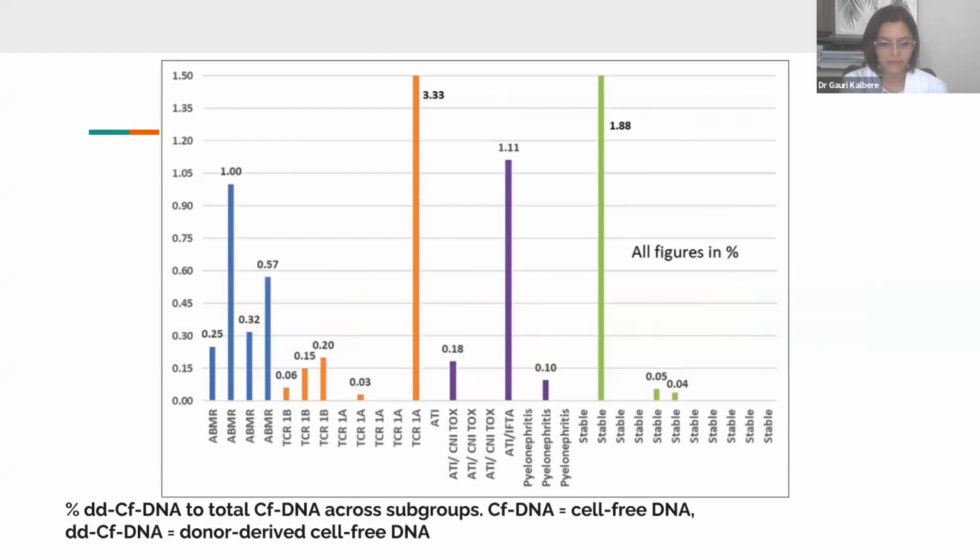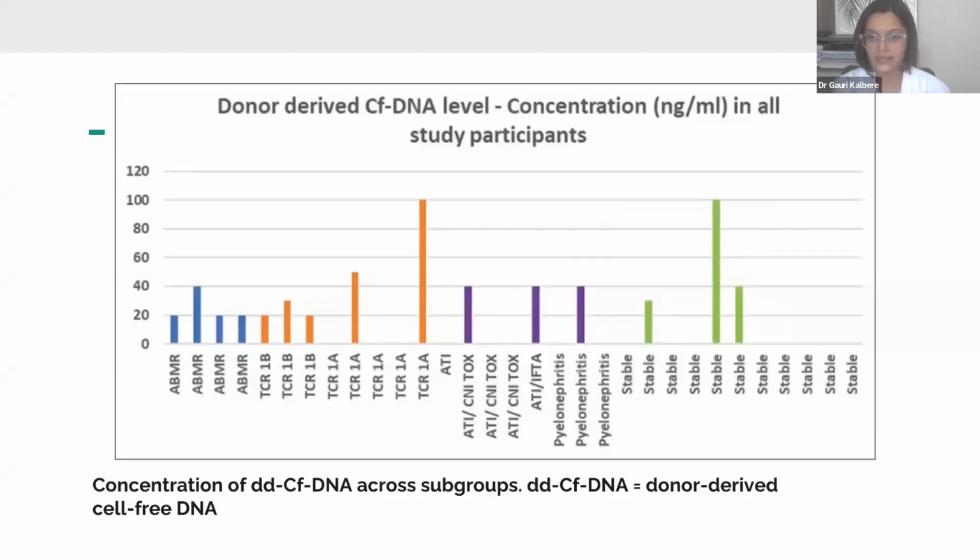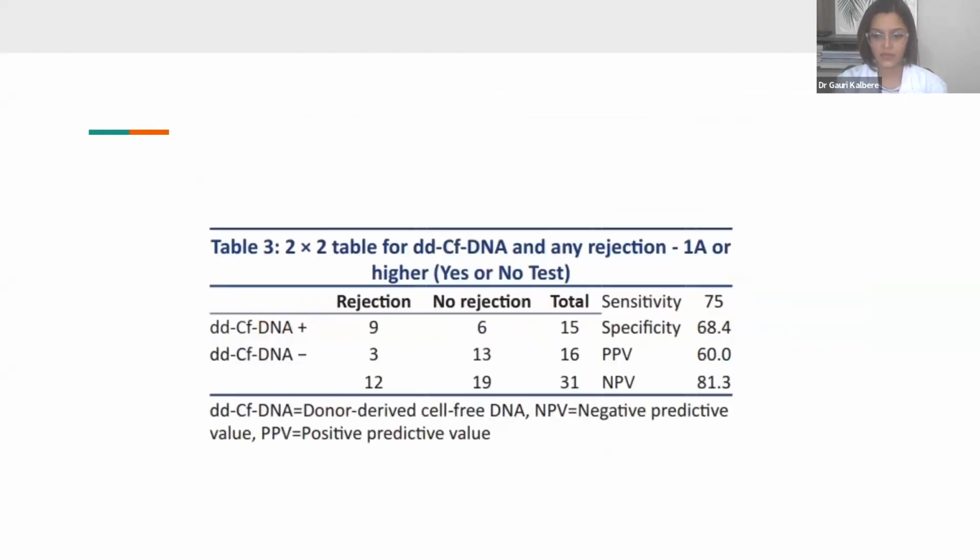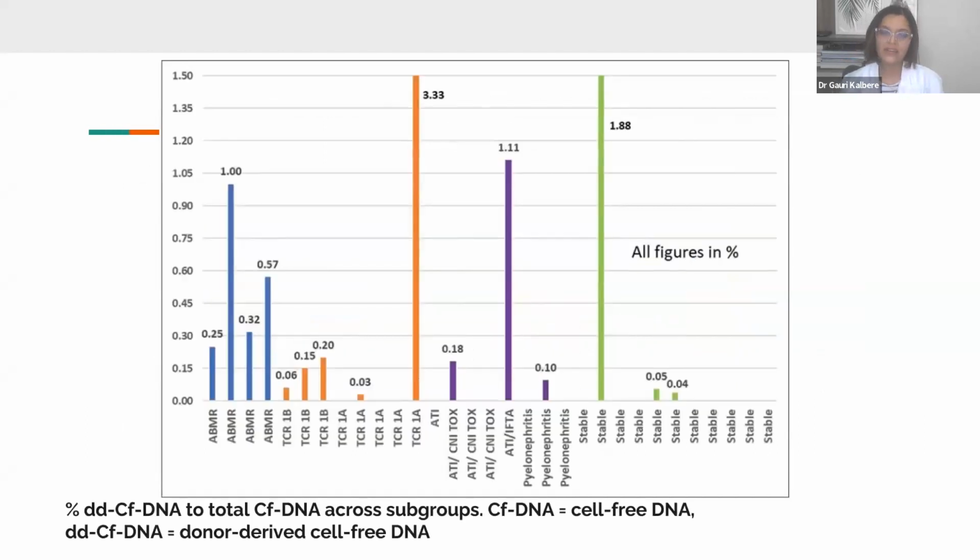Now coming to this graph. The previous one was the quantitative analysis, and this next one is the percentage of donor-derived cell-free DNA to the total cell-free DNA. After we converted it into a fractional ratio, the discriminatory value improved. We can see 3 outliers in this table. One is the stable one at the rightmost with 1.88 as the percentage value, one with ATI IFTA at 1.11, and one T-cell mediated rejection category 1A at 3.33.